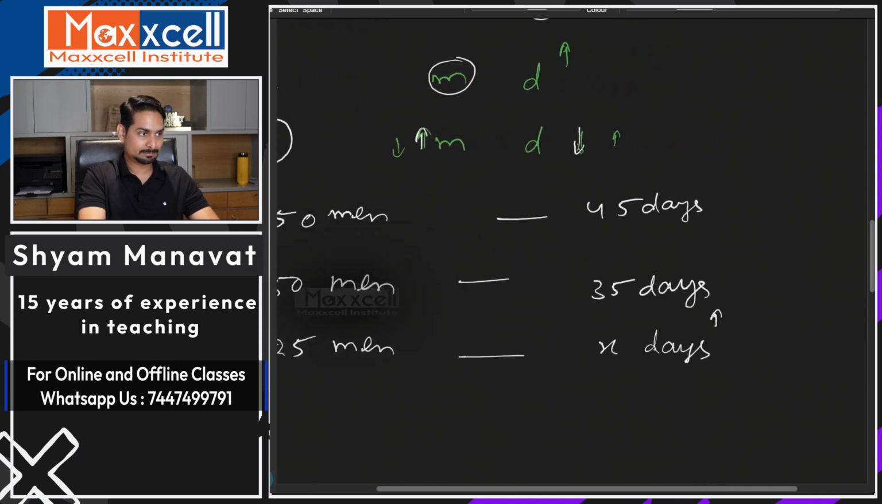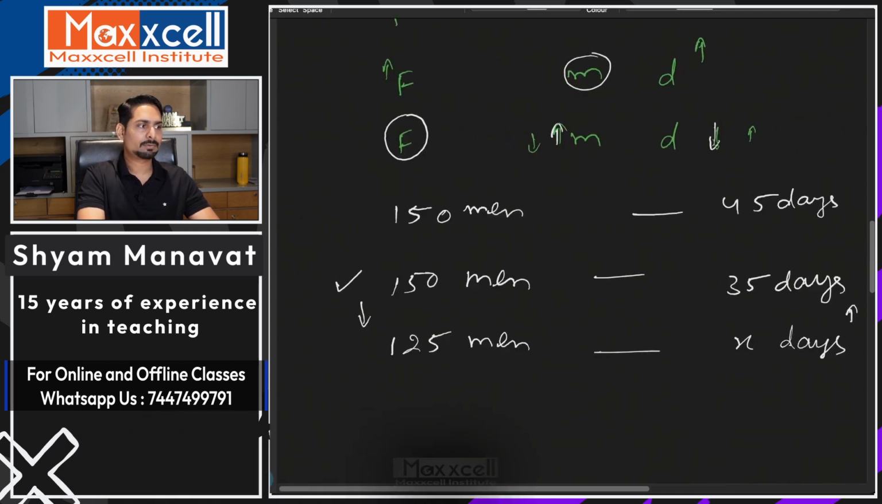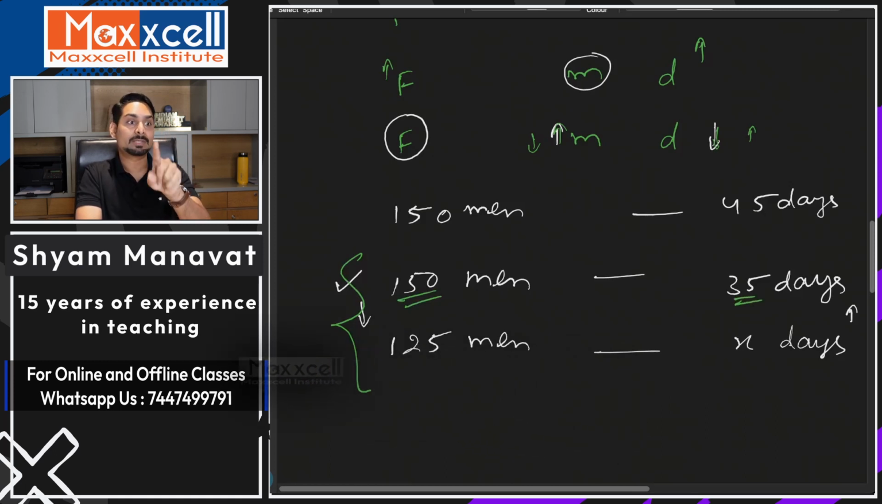This relationship is called what? Inversely proportional. So men and days here in this case is what? Inversely proportional if you do not change the amount of food. Yeah. So for the same amount of food for which 150 people it will last for 35 days, the same amount of food is constant. For 125 people it will last for how many days? Because it is inversely proportional.